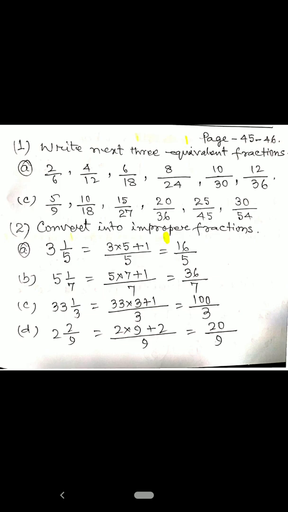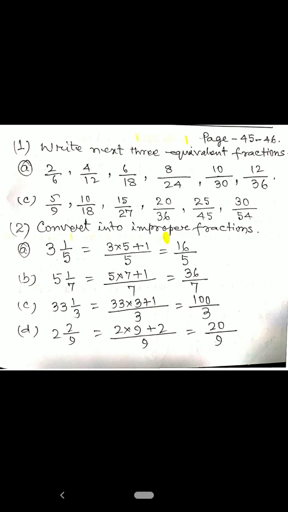Similarly, question C, 5 by 9, 10 by 18, 15 by 27. So the first fraction is 5 by 9. 5 by 9 multiplied by 2 by 2, you will get 10 by 18. 5 by 9 multiplied by 3 by 3, you will get 15 by 27. Similarly, 5 by 9 multiplied by 4 by 4: 5 fours are 20, 9 fours are 36. 5 multiplied by 5 is 25, 9 multiplied by 5 is 45. 5 multiplied by 6 is 30 and 9 multiplied by 6 is 54.